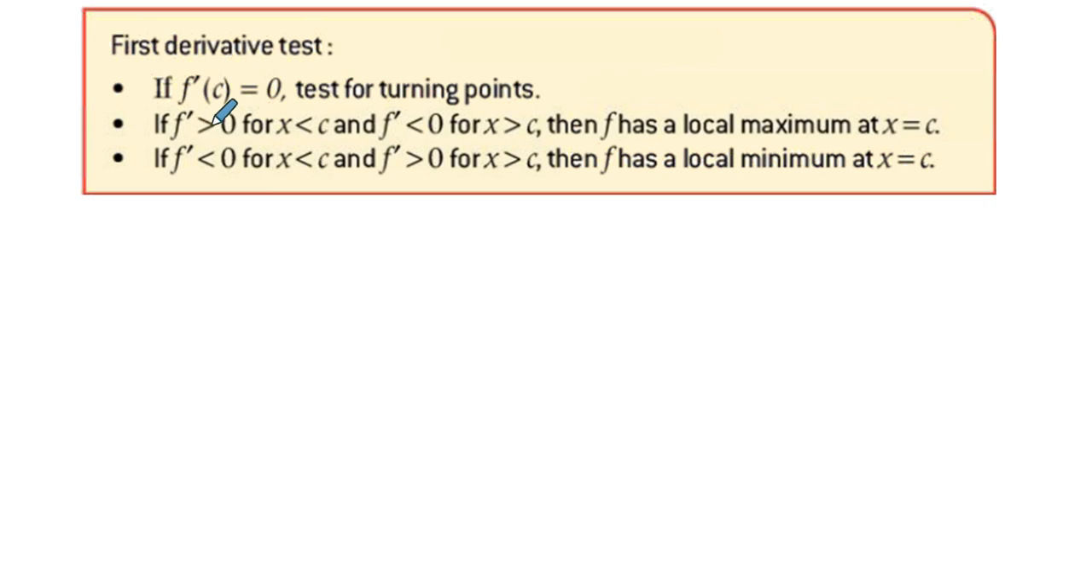So if my derivative is greater than 0 when x is less than c, and the derivative is less than 0 when x is greater than c, there is a local maximum. So my derivative is positive as we're coming from the left, and then my derivative is negative as we're going to the right. That has a local maximum at that c value. Whereas if my derivative is negative when it's coming from the left, and then my derivative is positive as we keep going after c to the right, there is a local minimum.